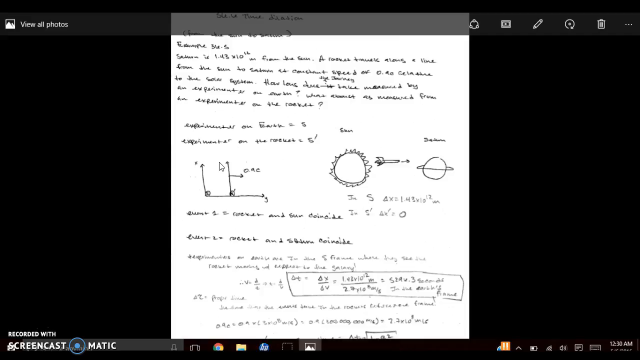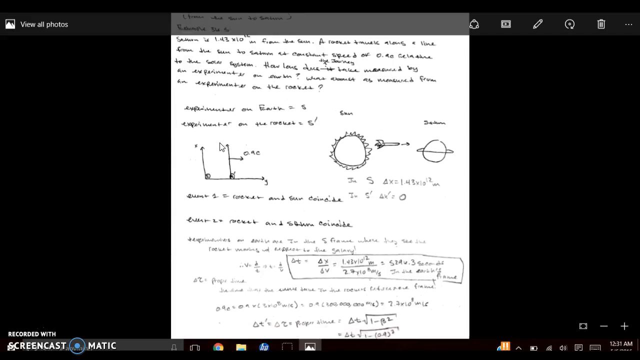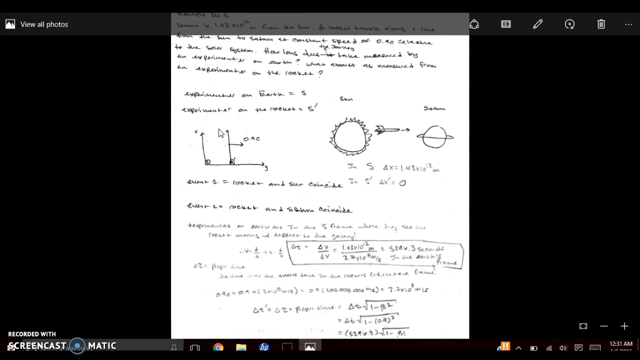So the problem reads: Saturn is 1.43 times 10 to the 12 meters away from the sun. A rocket travels along a line from the sun to Saturn at a constant speed of 0.9 c relative to the solar system. How long does the journey take as measured by an experimenter on Earth? What about as measured by an experimenter on the rocket? All right, so let's think about it.